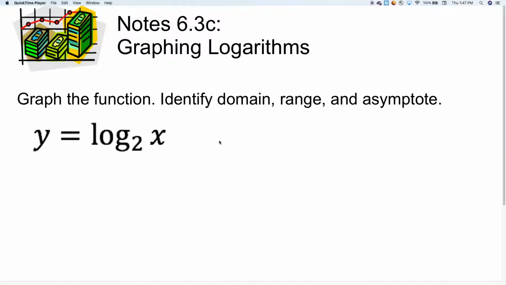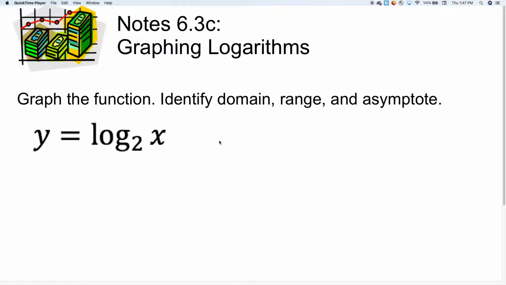So we're going to graph the function. We're going to do the same thing, domain, range, and asymptote, that we did with exponential functions. And we're going to start with some basic ones today. Tomorrow is the day when we reintroduce a, h, and k and shift things around. So we're going to do y equals log base 2 of x.